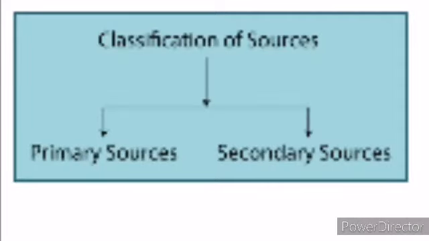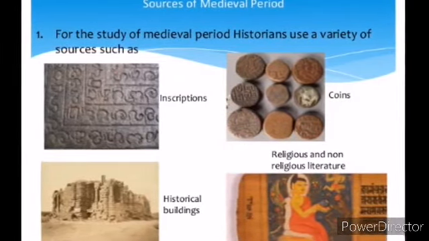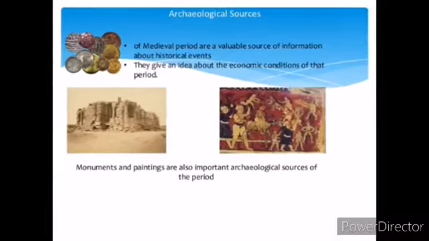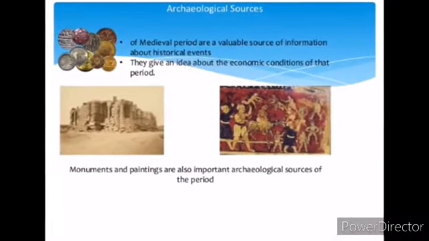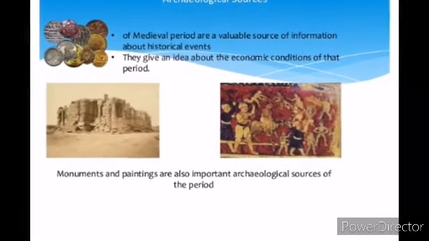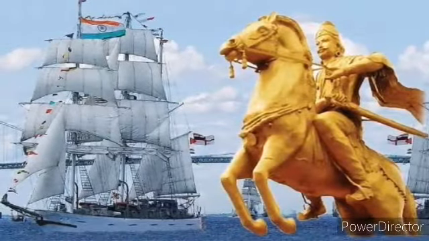And next, the sources. Sources are classified into two: one is primary sources, another one is secondary sources. Primary sources are mostly inscriptions, monuments, coins and the information available in them. Secondary sources include literary works, chronicles, travelogues.